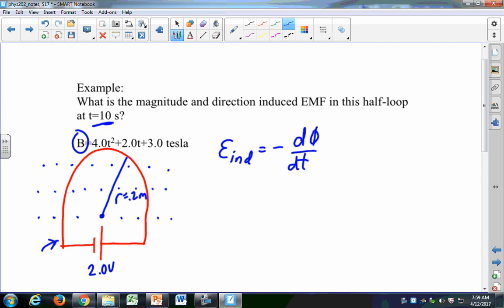I'm sorry, that's not the EMF. The resistance of this is 2 ohms. The resistance is 2 ohms. And I want to know what EMF is produced in this loop.